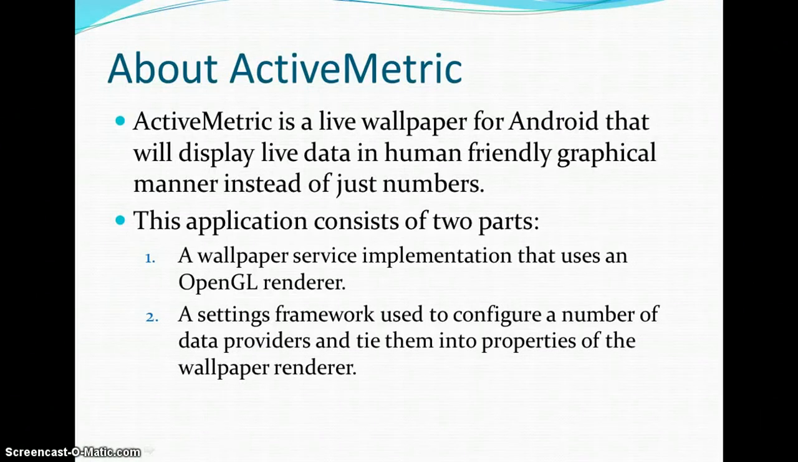ActiveMetric is a live wallpaper for Android that will display live data in a human-friendly graphical manner instead of just numbers. This application consists of two parts: a wallpaper service implementation that uses an OpenGL renderer, and a settings framework used to configure a number of data providers and tie them into properties of the wallpaper renderer. Now I will give you a quick demonstration of the application.